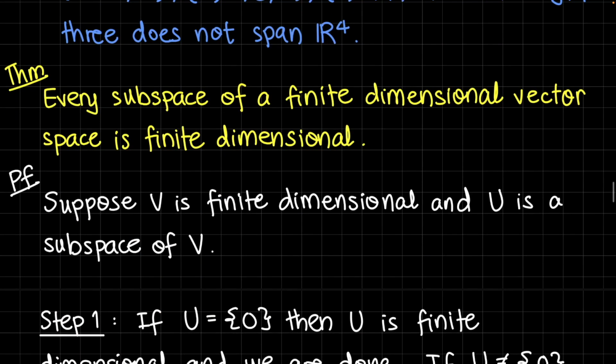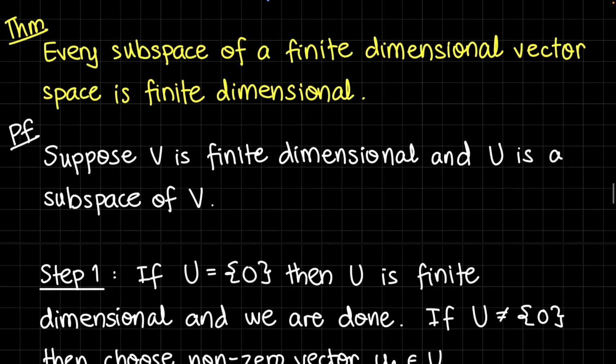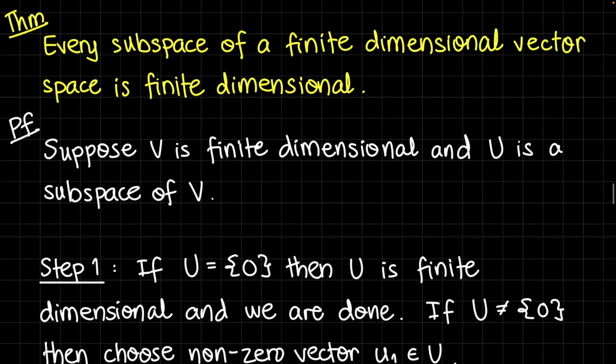Going on to our next important result now: every subspace of a finite dimensional vector space is finite dimensional. By intuition, it makes sense. If your parent vector space is finite, a subset of it must also be finite. Sure, but let's make that a little rigorous. Suppose V is a finite dimensional vector space and U is a subspace of V as given.